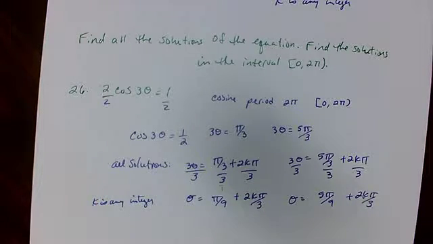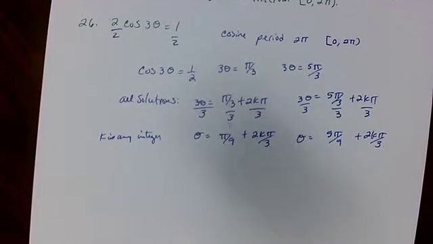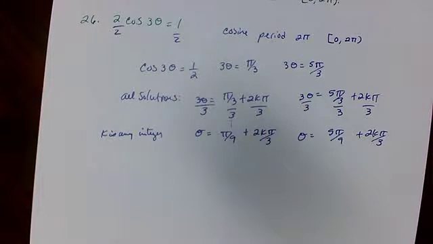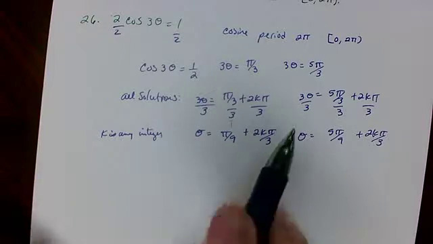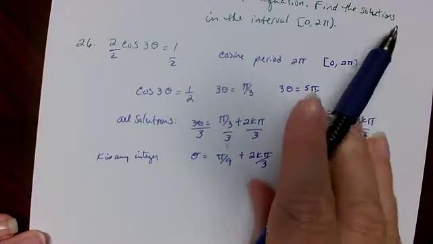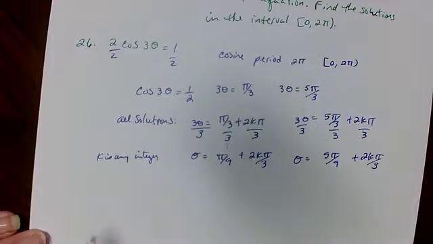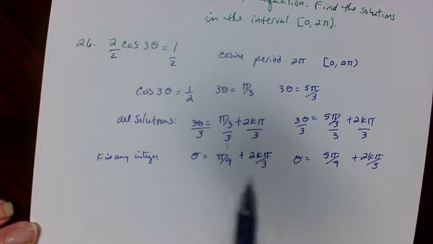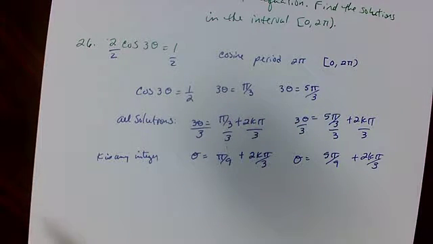Just as it was before. K is any integer. Now, the difference here is we need to find all the solutions. We need to find the solutions in the interval of 0 to 2 pi. So with this, we want to find what solutions do we have specifically in that interval.